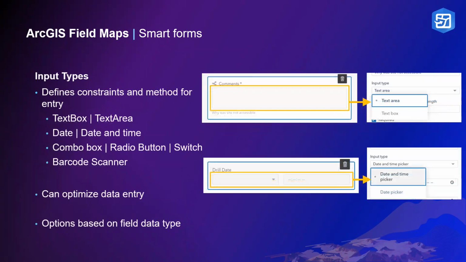Input types define the constraints and the method for entry. So a text box being a line of text, and then a text area would be for multiple lines of text. A date versus a date time. So if I want to collect the date of, say, the inspection, great, or I want to collect the date and the time, I'll use a date and time picker to pull those in. So that's pretty typical form building, a type of data entry.